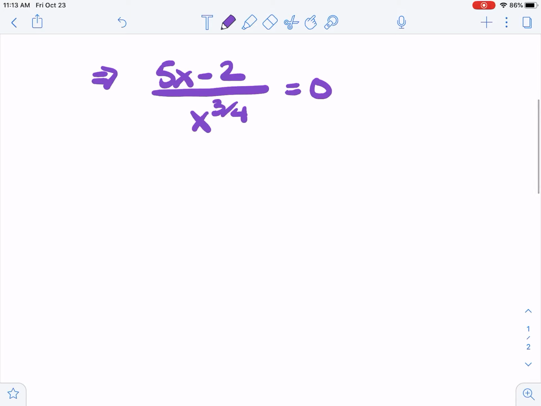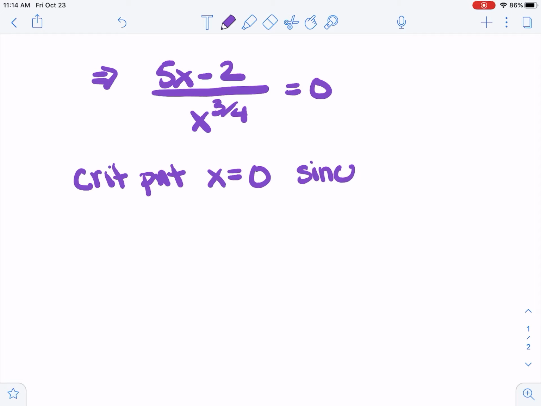So two things here. We have a critical point whenever the derivative is undefined. So we have a critical point of x equals 0 since f prime of 0 does not exist. Right? We can't divide by 0 here. So the derivative doesn't exist at 0. So that's a critical point, a place where the derivative doesn't exist.